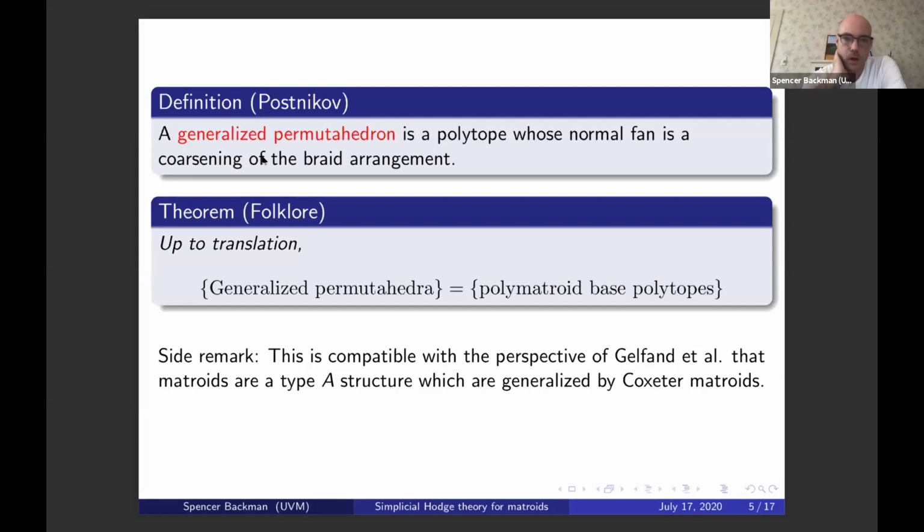And so I'll make this side remark that this perspective is compatible with this idea of Gelfand and others, that matroids are really a type A structure, which is generalized by Coxeter, by the notion of a Coxeter matroid. And it's not the point of my talk, but I figured that considering the audience, it would be an appropriate remark to make. And also just to say that I think there tends to be a general feeling that these are coming back into the limelight. So for people in the audience who may be interested in Coxeter groups, but know less about matroids, maybe team up with a matroid theorist and prove some things.